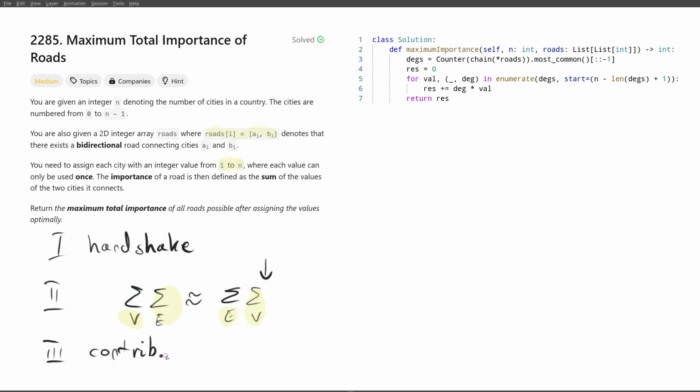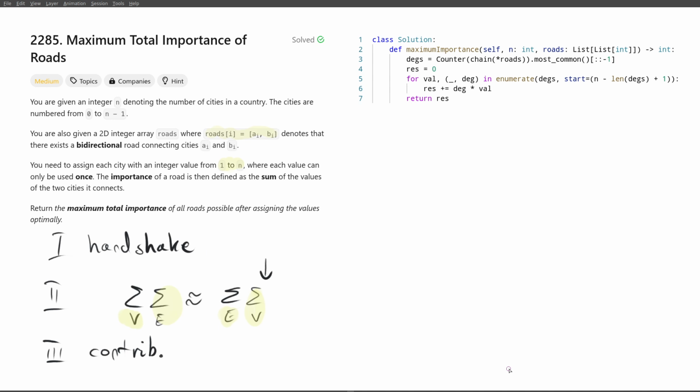So the greedy solution will be something like this. We have our vertices sorted by degree, so we have every vertex sorted from those that have the fewest edges to those that have the most edges. And we want to assign bigger values to those that have more edges. So this is exactly what we want to do.